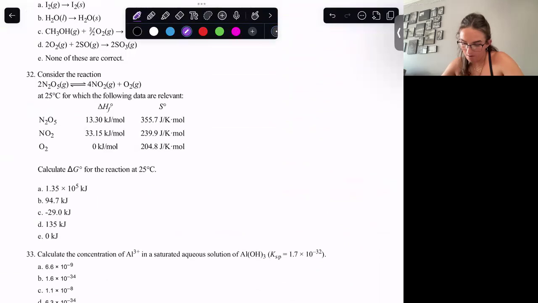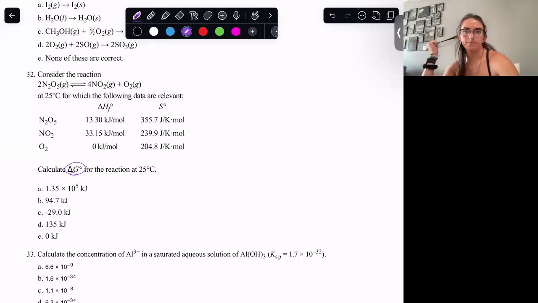Okay, so we have, consider the reaction given, and we have delta S and delta H values, and we're looking for delta G. So does anyone know of the equation that relates delta G to delta H and delta S? Yep, so we have delta G is equal to delta H minus T delta S. And how do we solve for delta H and delta S given the values that were given here?